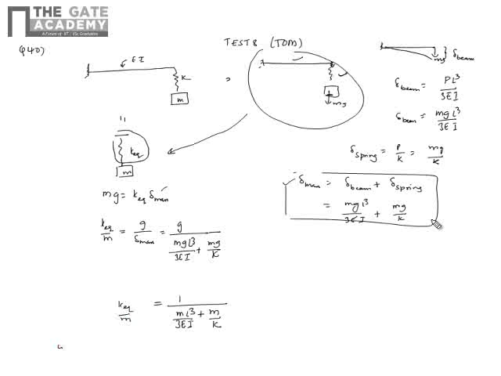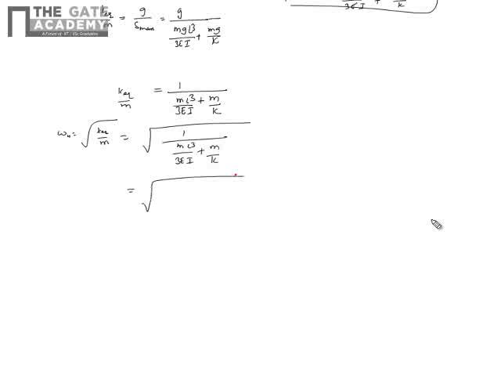The natural frequency is root of k equivalent by m. So it is the root of this entire thing, 1 by (m L³ by 3EI plus m by k). If I simplify, I'll get 3EIk in the numerator by m (k L³ plus 3EI). So that's what I get. So this is the natural frequency.